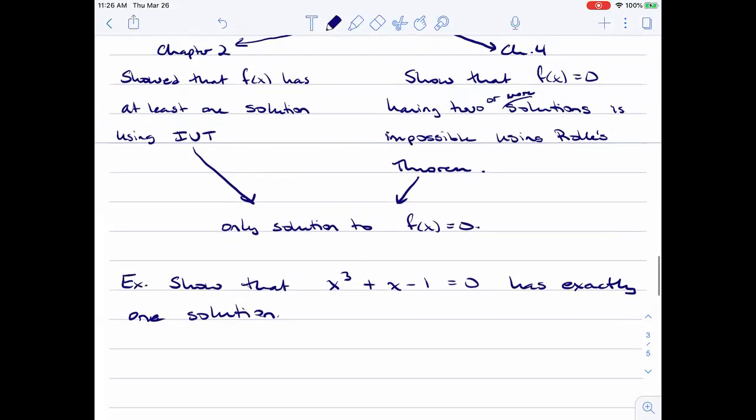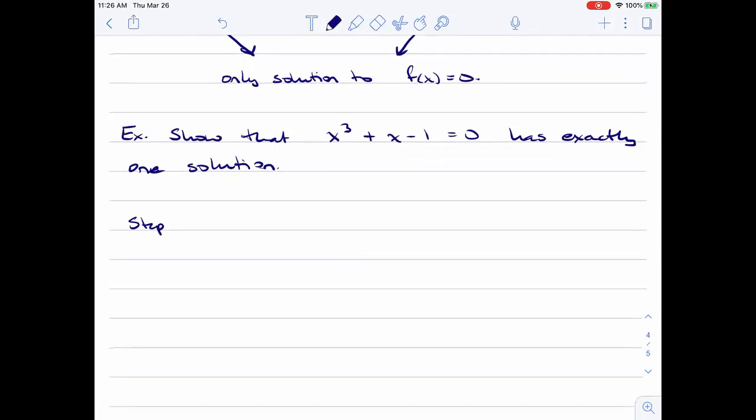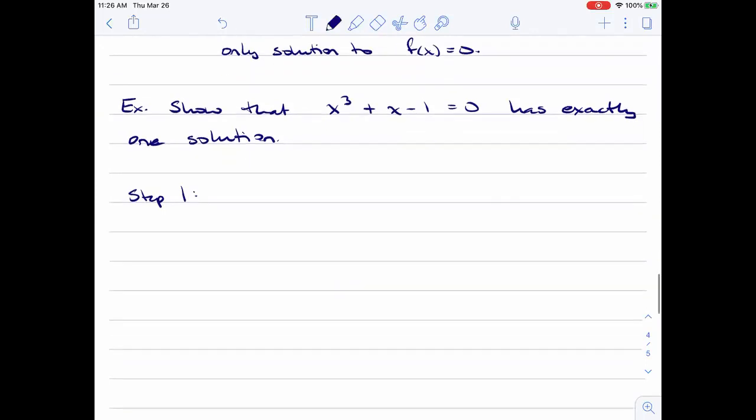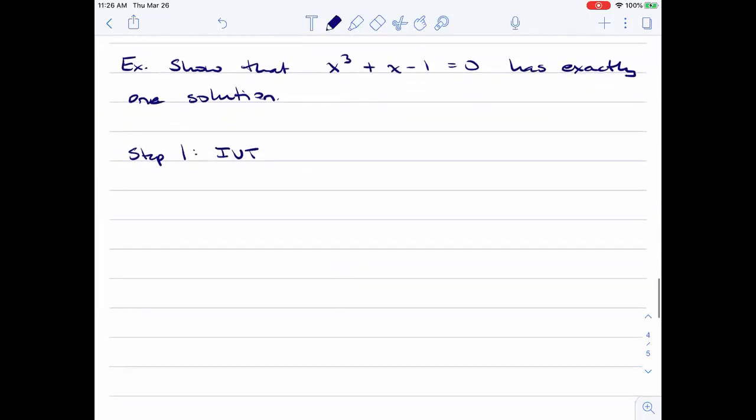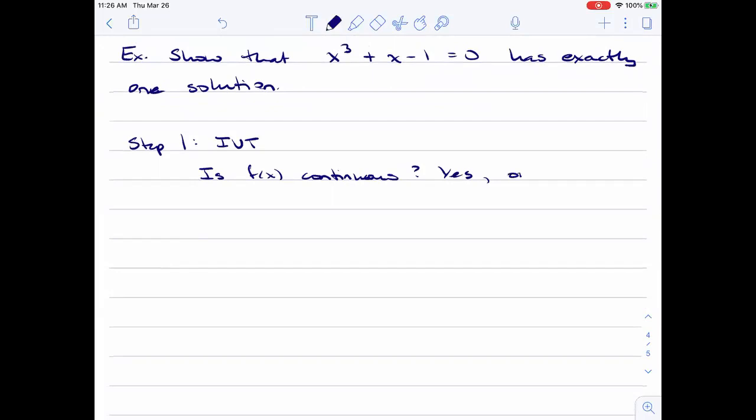So here, the first thing I'm going to do is use the intermediate value theorem to show that there's at least one solution. And then I'll step in with Rolle's theorem to show that there can't be more than one solution. So step one is the intermediate value theorem. First thing we have to check is, is f of x continuous? Otherwise we can't keep going. Yes, it is, because it's a polynomial, so it's continuous over all real numbers.